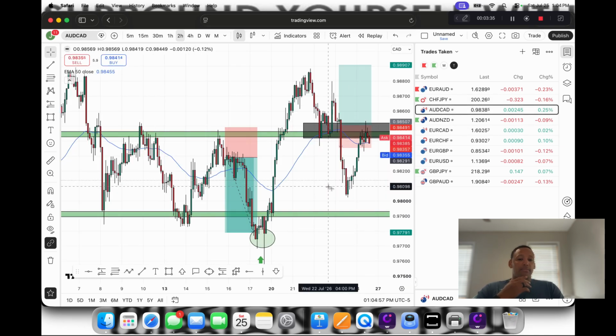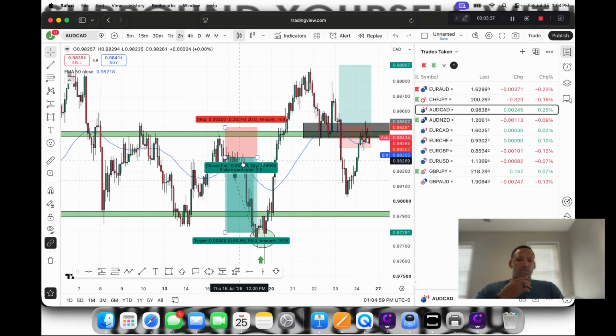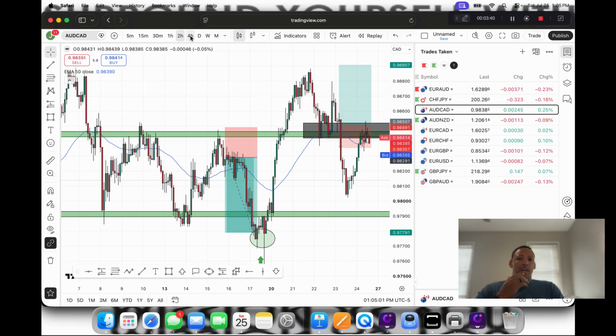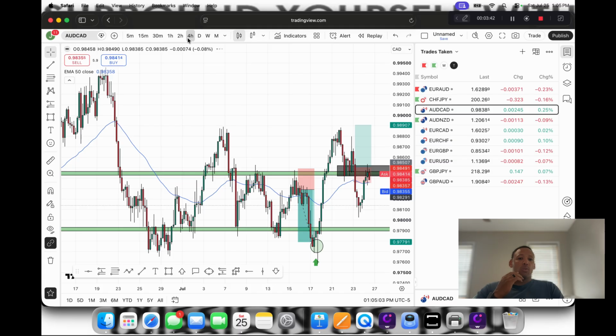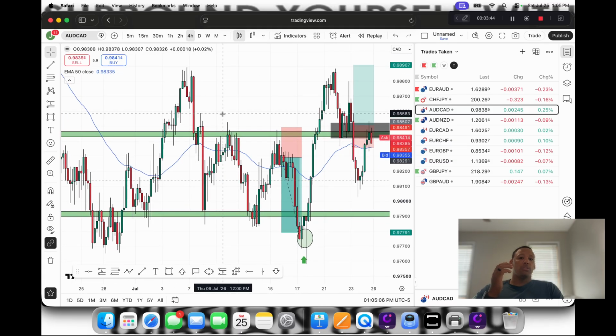AUD CAD. Here's another one. This was last week. This is this week. I'm just rinse and repeat is all I'm doing. If I hit a 2-to-1, all I need to be correct is 40%. Now my job is to execute my strategy and let it play out. And it's going to be over a vast amount of trades.